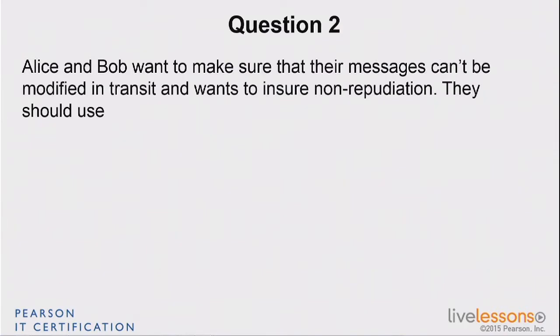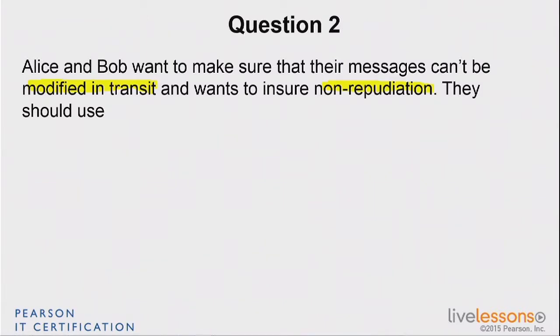Question 2. Alice and Bob want to make sure that their messages cannot be modified in transit and want to ensure non-repudiation. They should use, well, let's go through this again. We want to make sure that they're not modified in transit. That's telling us that they want to ensure the integrity of the message. And they want to ensure non-repudiation, meaning that the sender can't say, it didn't come from me.